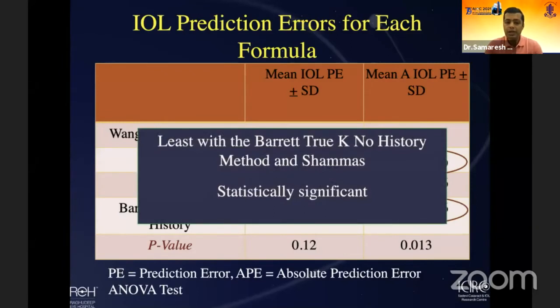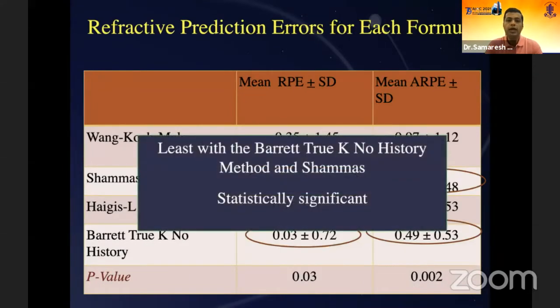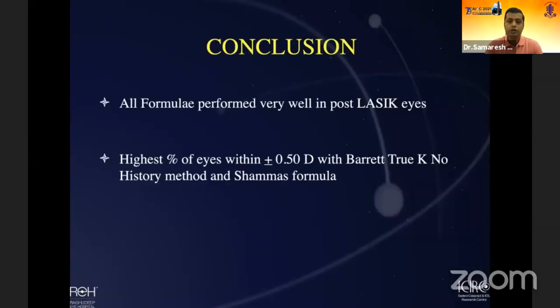We found that the least prediction error in terms of the IOL prediction error was with the Barrett True-K formula and the Shammas formula, and this was statistically significant. We also found that the refractive prediction was also significantly better with the Barrett True-K and the Shammas formula for LASIK patients. So we concluded that although all formulas perform very well for LASIK eyes, Barrett True-K and Shammas are the go-to formulas.